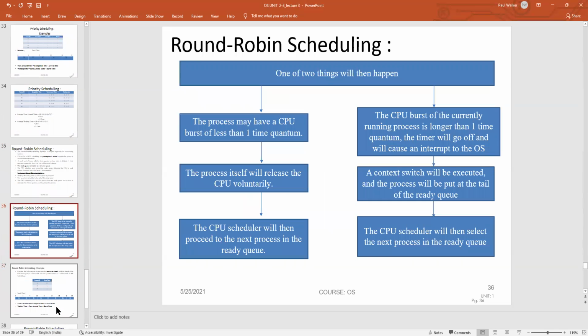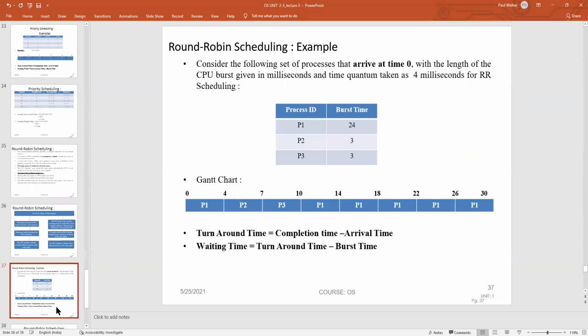In the round robin scheduling algorithm, the process is taken with the quantum value which is given in the problem. For example, here the arrival time is 0 and the time quantum value is assigned as 4 millisecond for each round robin scheduling. Here 3 processes have been given, that is P1, P2 and P3. P1 has the value of 24, P2 has 3, and P3 has the value of 3.